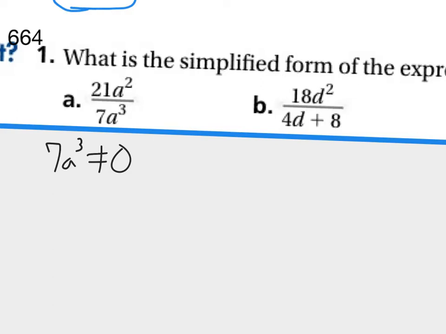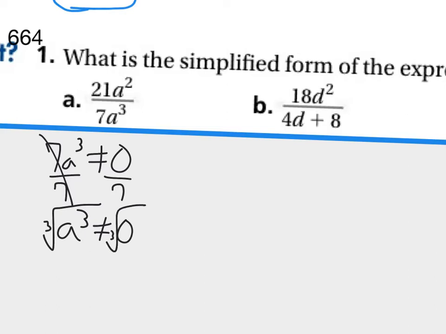So first thing, we could divide by 7, which would say a cubed cannot equal 0. So at this point, a is being cubed, so we can take the cube root on both sides. Cube root says what times itself 3 times would give us that number. So 0 times 0 times 0 is 0. So the cube root of 0 is 0. So our excluded value is a cannot equal 0.